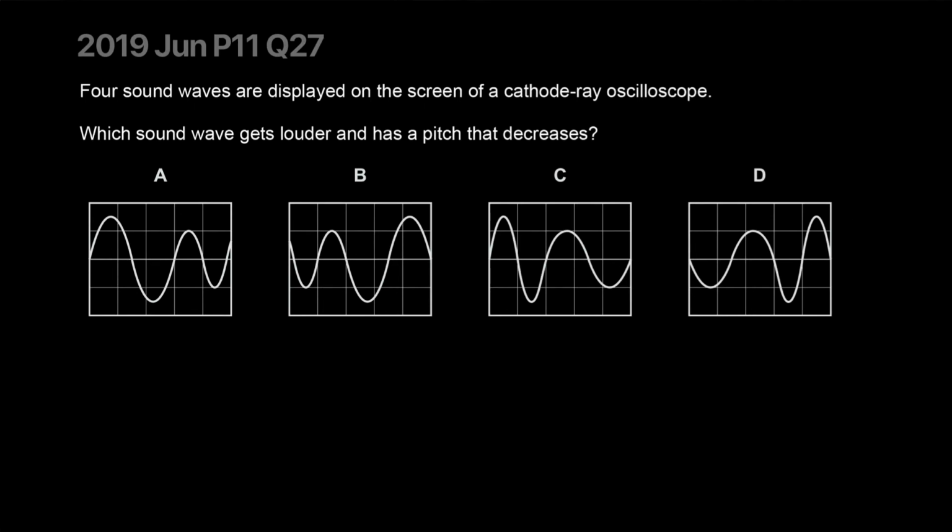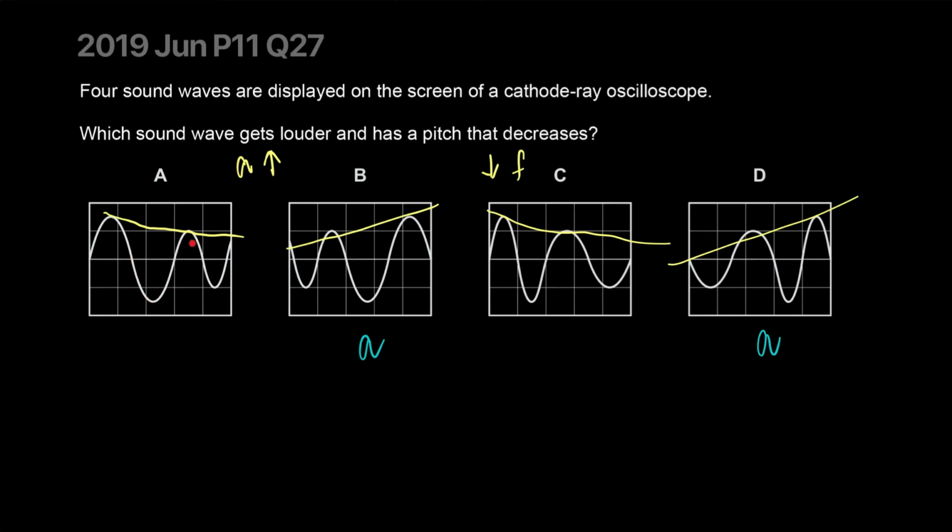Pitch is decreasing, so frequency is going down. Frequency is decreasing and it's getting louder, so the amplitude will rise. Amplitude decreases for A, increases for B, decreases for C, and increases for D. So amplitude is on the rise here and here. That's what we want. And we want the pitch to decrease, the frequency to decrease. So how do we check that out?